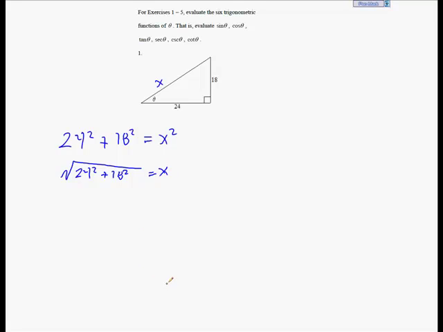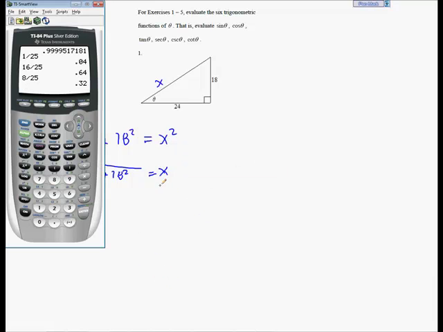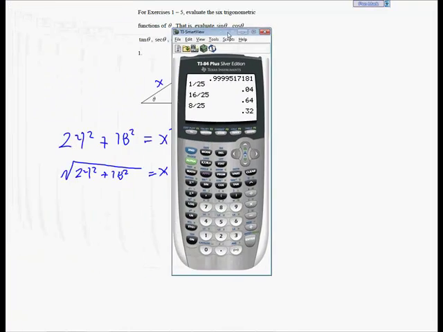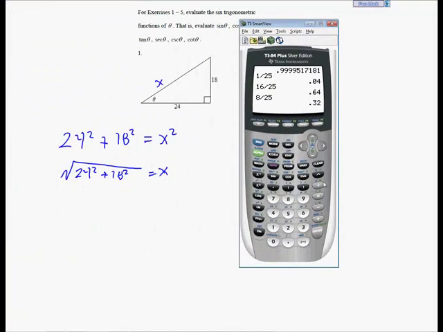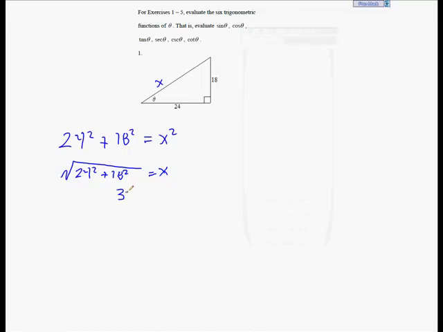So now we can come over to our TI-83 or 84, and we can go ahead and enter this in as second square root, and we'll do 24 squared plus 18 squared, close that parenthesis, and so we get that side should work out to be 30. So we know that 30 is equal to x. So x up here is equal to 30 exactly.